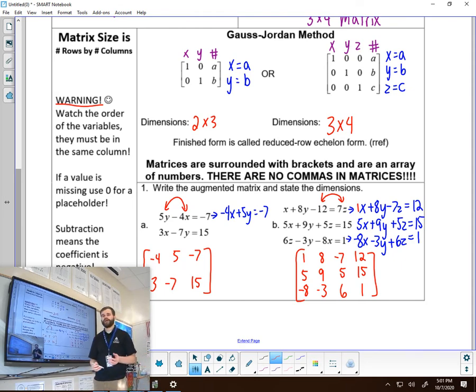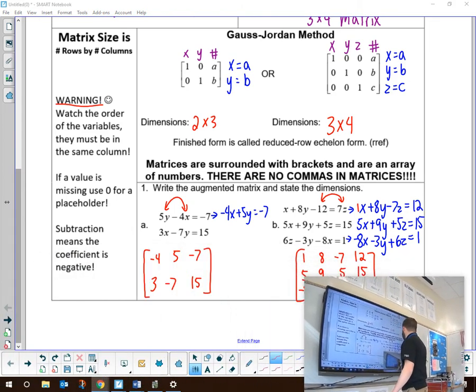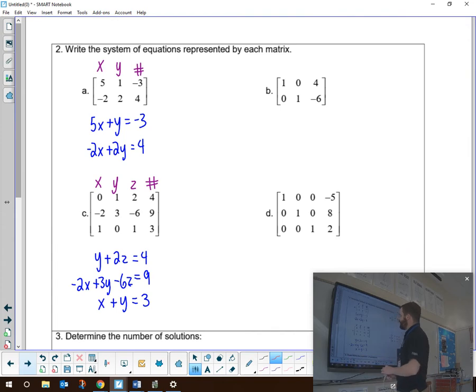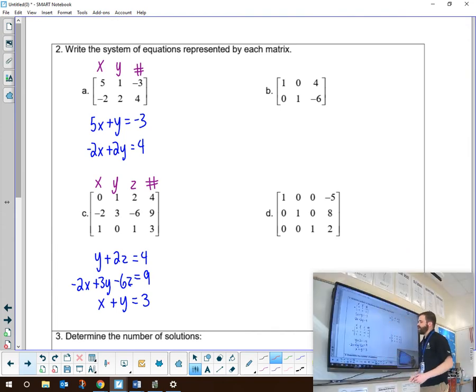Once again, I'll show you how to plug this into your calculator in just a second, but this is just practice writing our matrices. Okay, let's go to our next page. And you'll notice I already have these numbers written from my matrices. So we're kind of going the opposite direction here. And so you'll see we have my x's, my y's, my whole numbers. So this is the system of equations from the matrix.